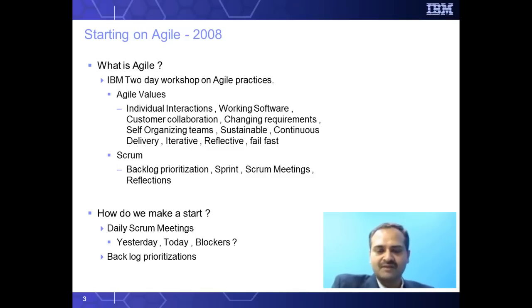So after this 2-day workshop, we discussed within the team what we can start upon. Being in the middle of a waterfall cycle, the daily stand-up meeting or the Scrum meeting needed no change in the process, and it could just be started from tomorrow. So we started the daily Scrum meeting, discussing what we did yesterday, what we plan to do today, and whether there are any blockers.